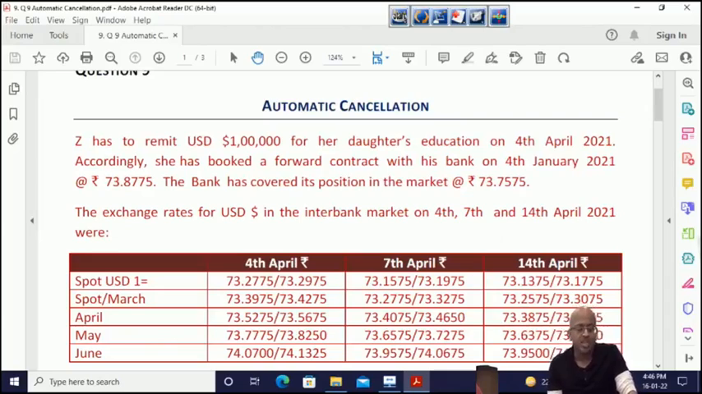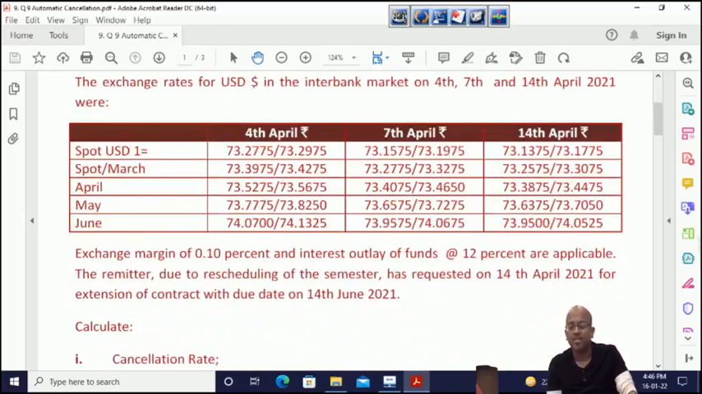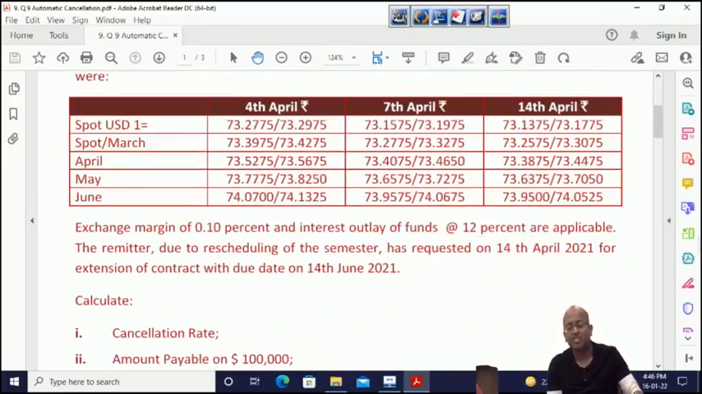Perfect. The exchange rates for US dollar in the interbank market on 4th, 7th and 14th. We're really surprised: 4th April, that's okay, but why 7th April? Why 14th April? Let's see. The rates are given. Exchange margin of 0.1% applies whenever we want to find a retail rate, and interest on outlay of funds at 12%. Remember, in early delivery they give us two interest rates, because if there's a net inflow, there's a lower interest rate at which the bank will pay interest to the customer. If there's a net outflow, the customer will pay interest to the bank at a higher rate. But in the case of automatic cancellation, there is only one interest, which is to be paid by the customer to the bank on the net outflow.